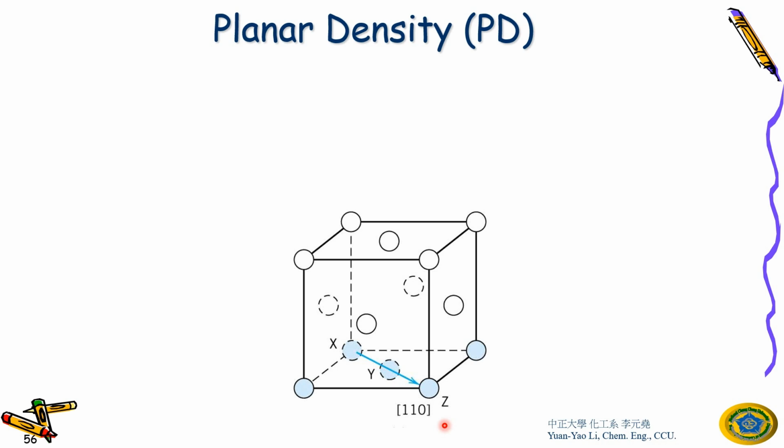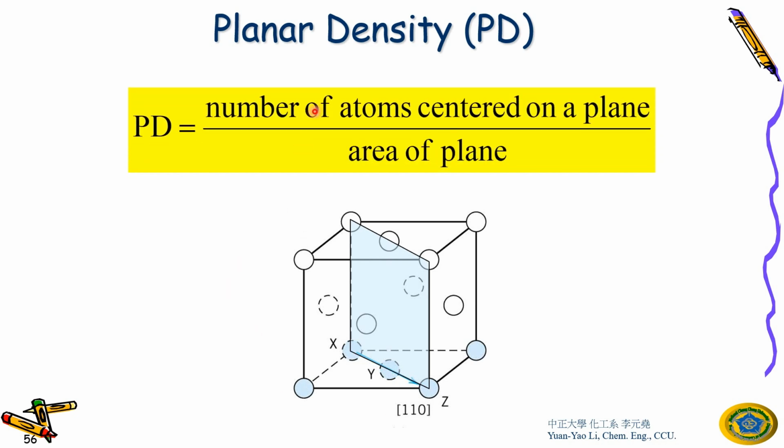How about planar density, PD? The definition of planar density is the number of the atoms centered on a plane divided by the area of the plane. Again, this is how many atoms pass through this plane, and then what's the area of the plane. So the unit of the planar density will be reciprocal of nanometer squared, right?